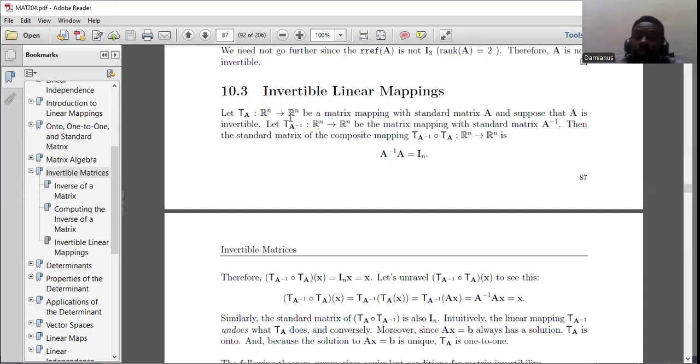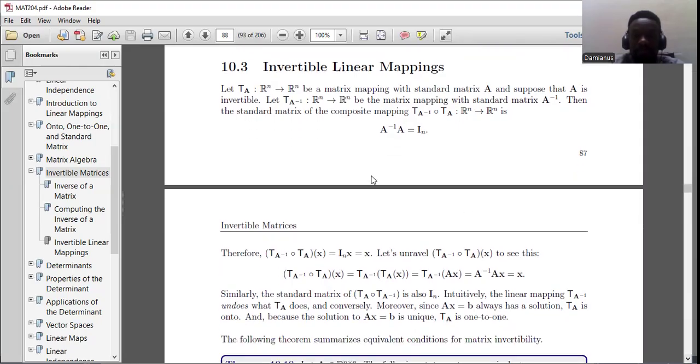So here we say, let T be a map from the vector space R^n to another R^n, given by a matrix. Then the standard matrix, the representation of this map, is a matrix A, and suppose that A is invertible. Then the inverse of this map exists, and this matrix will be A inverse. Okay, that's basically what we do.